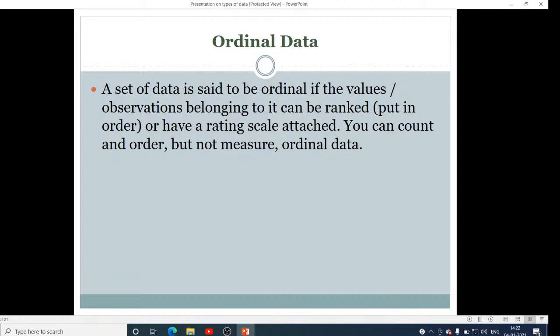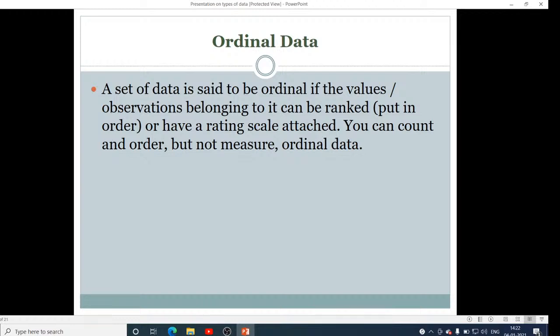So the second one is ordinal data. Qualitative data. What is qualitative data? We saw in the previous slide the types in qualitative data: ordinal and nominal. What is ordinal data? A set of data is said to be ordinal if the values or observations belonging to it can be ranked. That means we can put them in order or have a rating scale attached. You can count an order but not measure ordinal data.